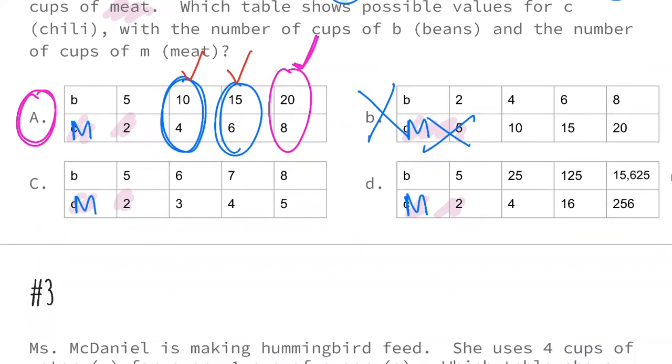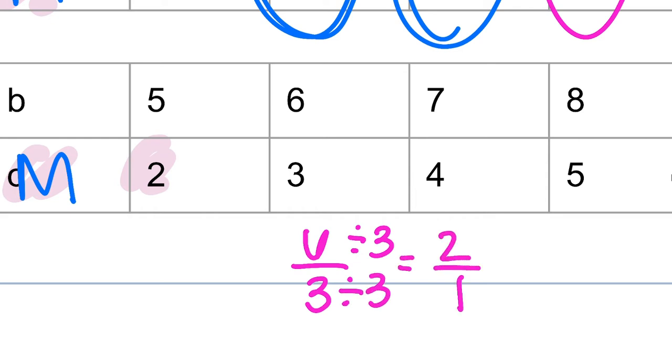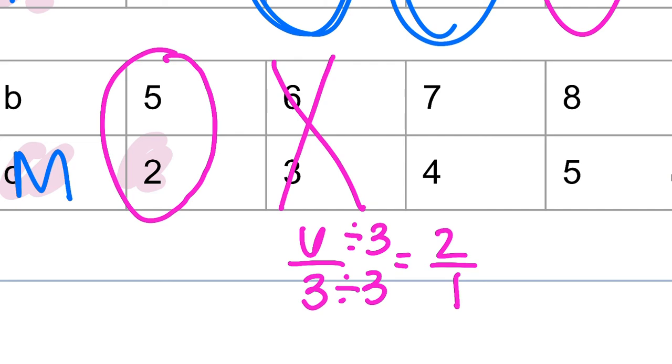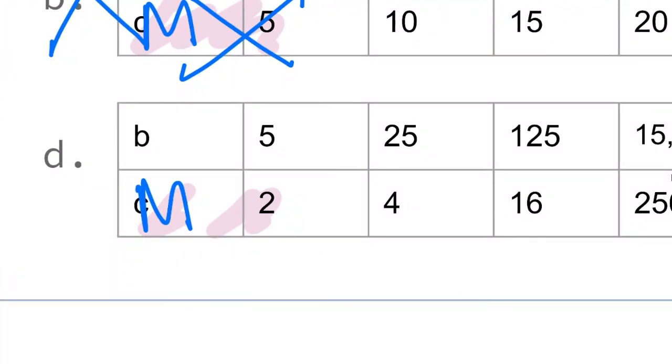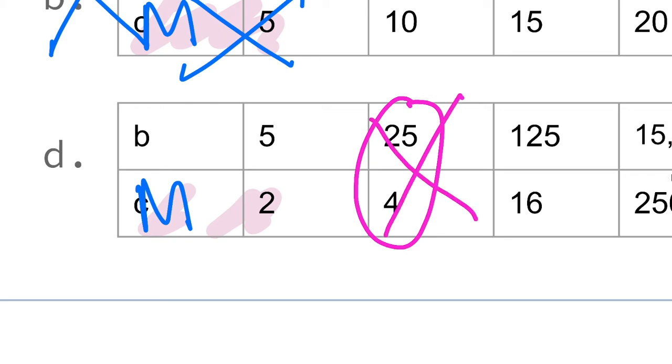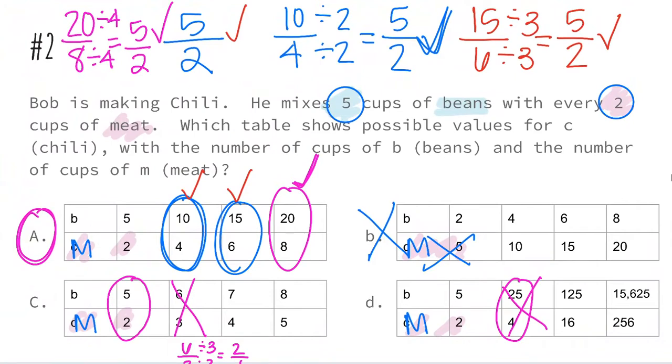If you look at C and D, they don't work out, because 6 over 3, if I divide top and bottom by 3, I get 2 over 1, which is not 5 over 2. So that doesn't work. Same thing with D. I've got 25 over 4. Well, guess what? There's nothing I can divide into both 25 and 4. So this would be the final ratio, which is not 5 over 2. So that's wrong as well. So the only one that is right is A. So again, you're just having to write out those ratios and figure out which one simplifies.